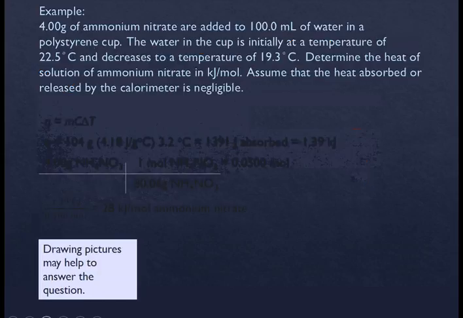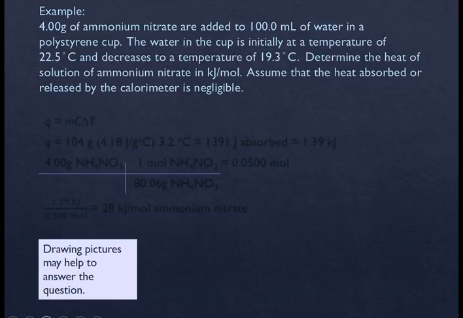Another example: 4 grams of ammonium nitrate are added to 100 mL of water in a polystyrene cup. The water in the cup is initially at a temperature of 22.5 Celsius and decreases to a temperature of 19.3 Celsius. Determine the heat of solution of ammonium nitrate in kilojoules per mole. Also assume that the heat absorbed or released by the calorimeter is negligible.